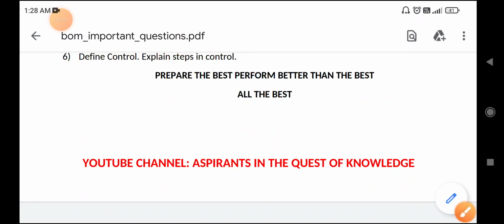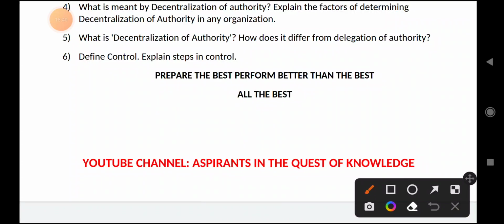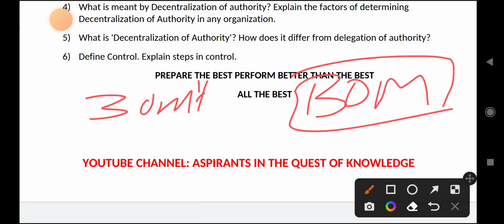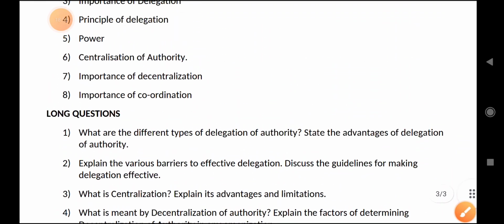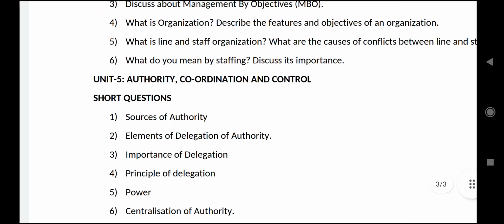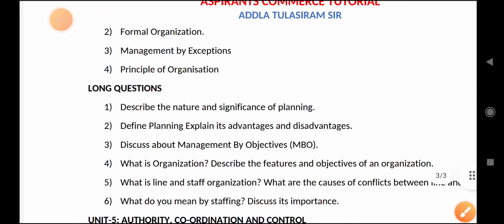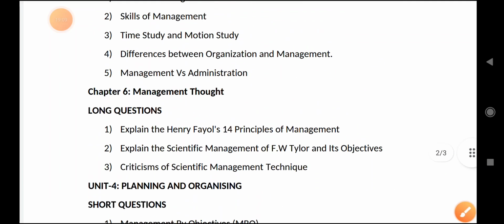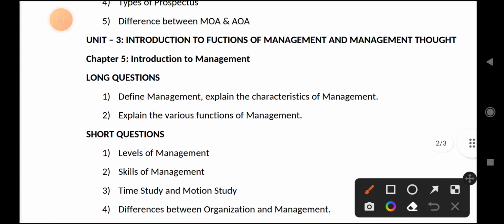So don't forget this small technique or strategy you may call. 3 units perfect होके जाना है. And my suggestion for BOM will be, those 3 units will be your last 3 units, that is unit 5, unit 4 planning and organizing, and unit 3 introduction to management and management thought.